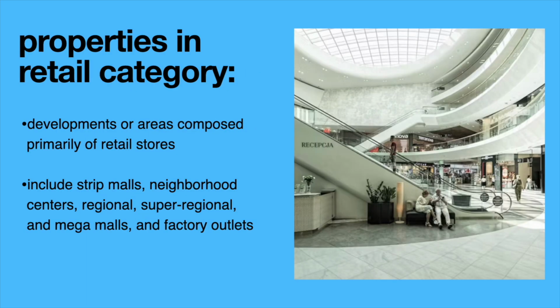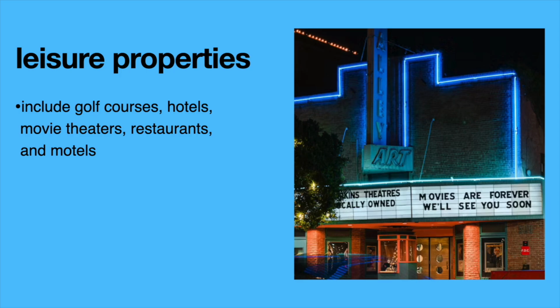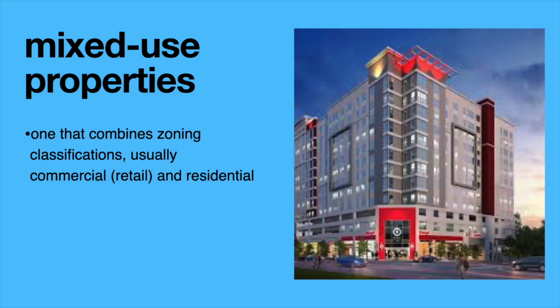Properties in the retail category are developments or areas composed primarily of retail stores. These include strip malls, neighborhood centers, regional, super regional, and mega malls, and factory outlets. Leisure properties include golf courses, movie theaters, restaurants, and motels. A mixed-use property is one that combines zoning classifications, usually commercial, retail, and residential.